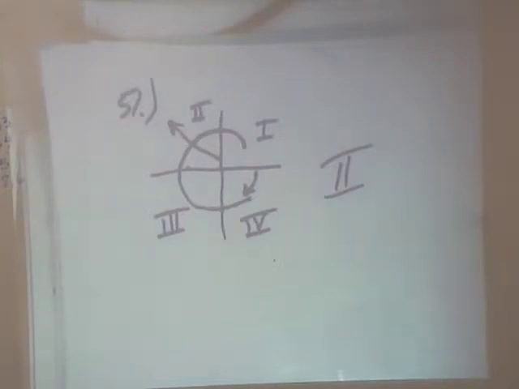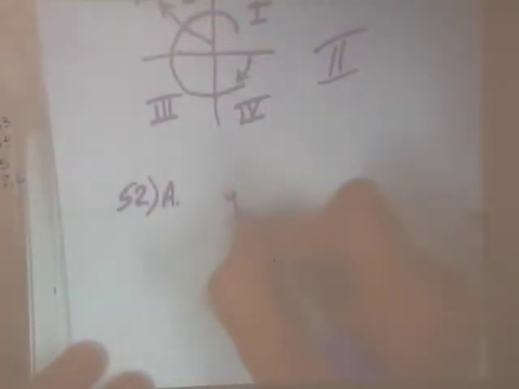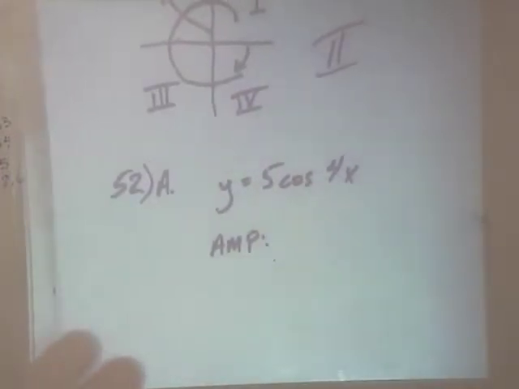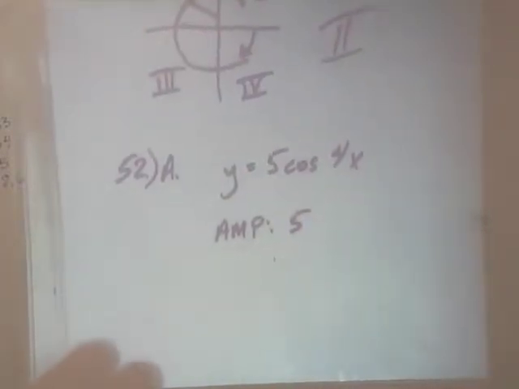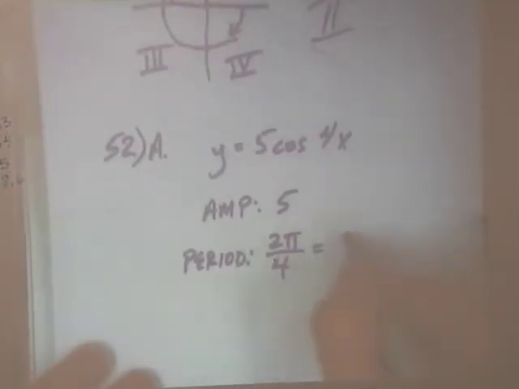Alright, 52. For the equation below, give the periods and amplitudes. So where do we find the amplitude? On the very front, right? And how do we find the period? You gotta do 2 pi over the number. The regular period for cosine is 2 pi, but then you divide it by whatever number is in front of the x. So that would be 2 over 4 is 1/2, so it would be pi over 2.